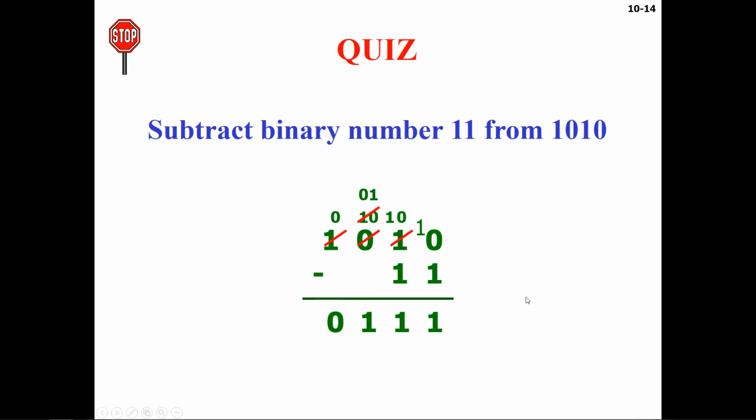And if you want to verify if your answer is correct, what you can do, you can convert the binary number into the decimal. So this is your 10 in decimal, and this is your 3 in decimal. So the answer should be 7 in decimal, because 10 minus 3 is your 7. So if you convert this binary number, then this will come out to be 7.